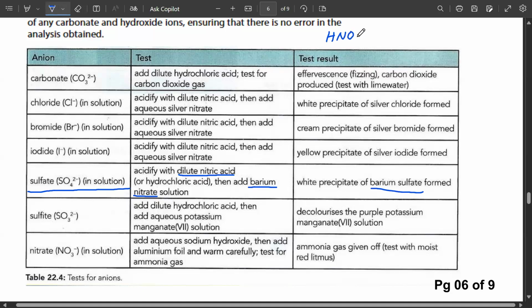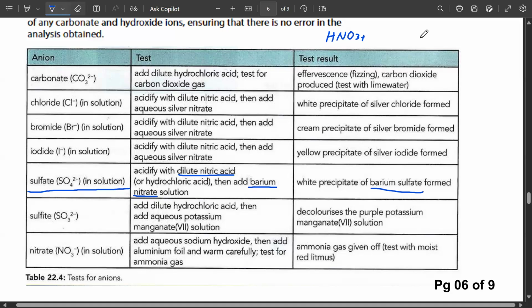HNO3 plus barium nitrate. The acid is basically providing the acidic condition. Instead, I will write barium nitrate, Ba(NO3)2, with the sulfate ion. That sulfate ion can be written like this for simplicity.